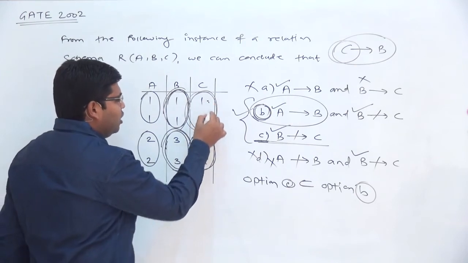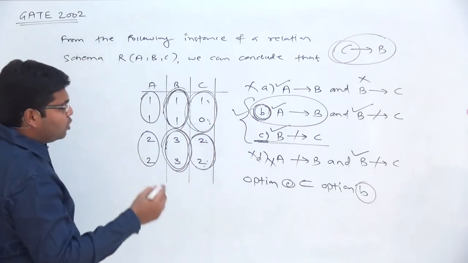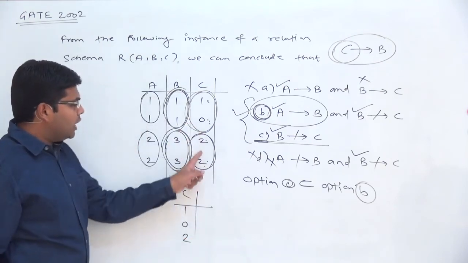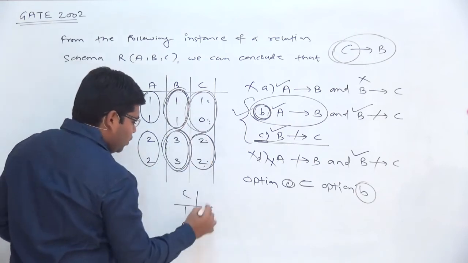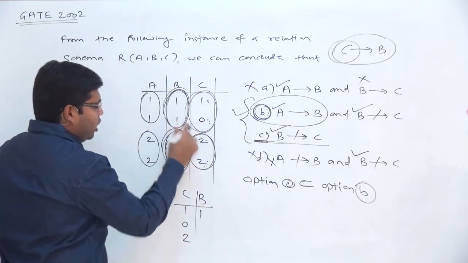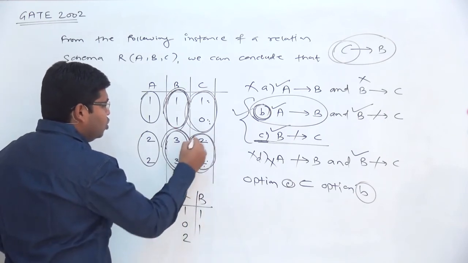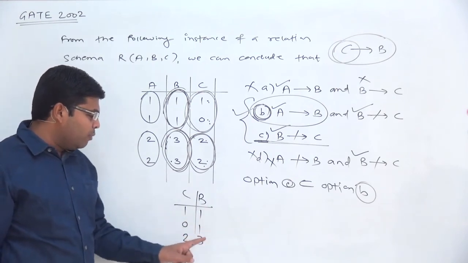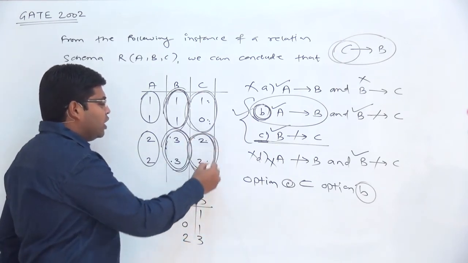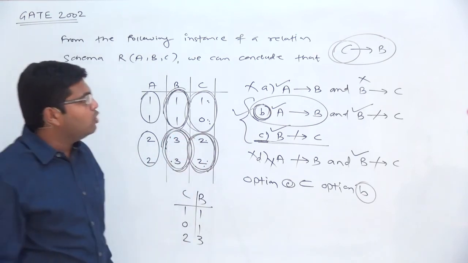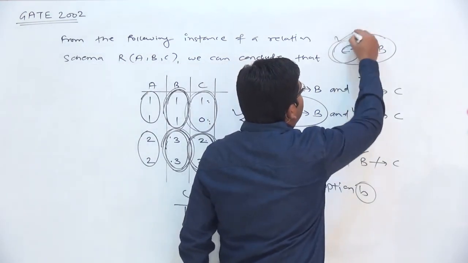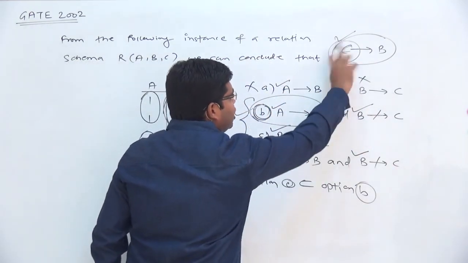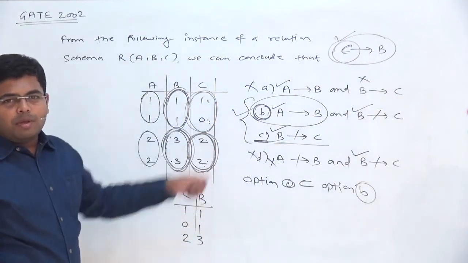C can be either 1 or 0 or 2. So let me put the data here. Okay, when C equal to 1, B will be equal to 1. When C equal to 0, again B will be equal to 1, and when C equal to 2, B will be equal to 3. So what does that mean? From the value of C you can uniquely determine the value of B. Whenever there is an agreement on C values, there is also an agreement on the B values, and that is why C gives B is a valid FD. Okay. So A gives B is valid, B does not give C is valid, C gives B is valid. Option B will be the correct answer.